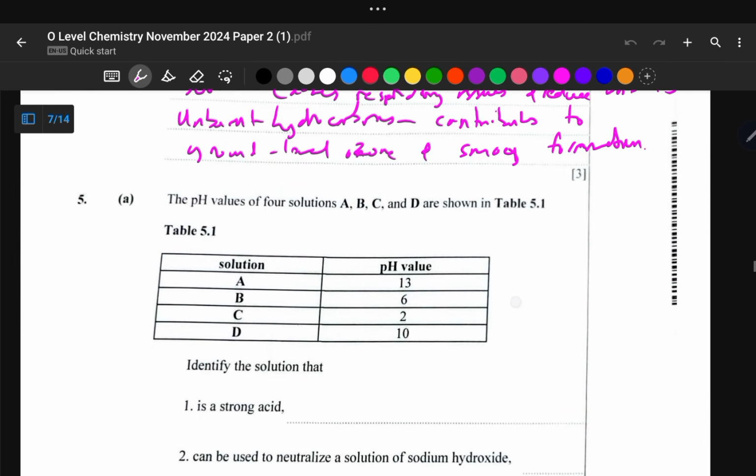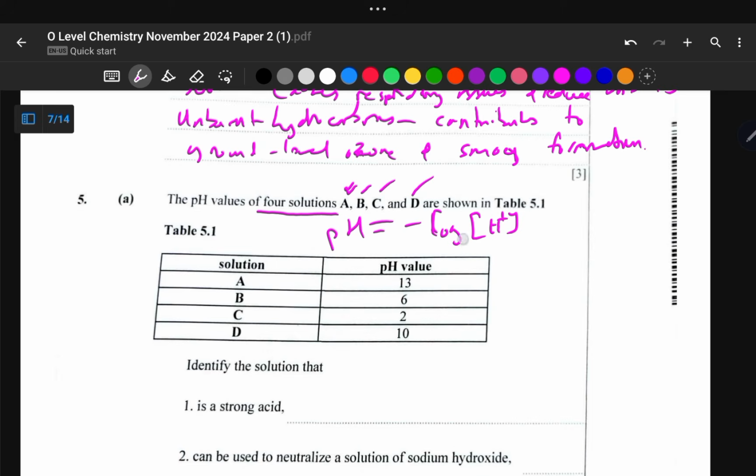Number 5 says the pH values of the 4 solutions A, B, C, and D are shown in table 5.1. So here's the table with the solutions and then the pH value. So pH is defined as the concentration of hydrogen ions within the solution, right?